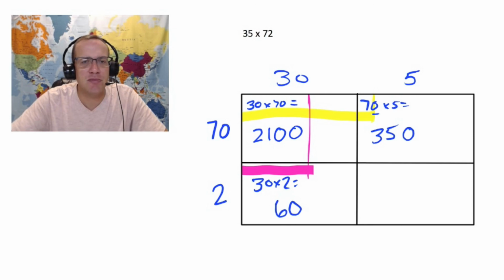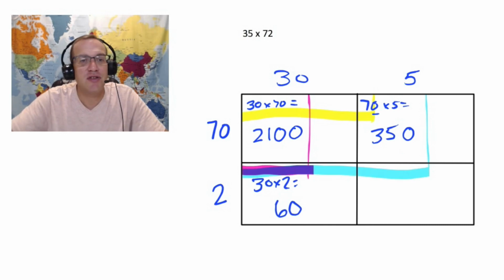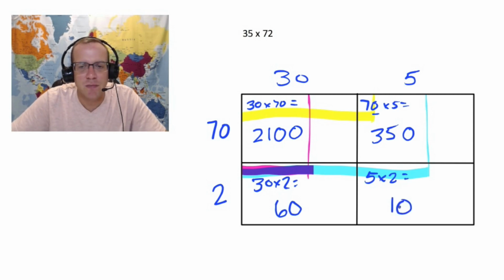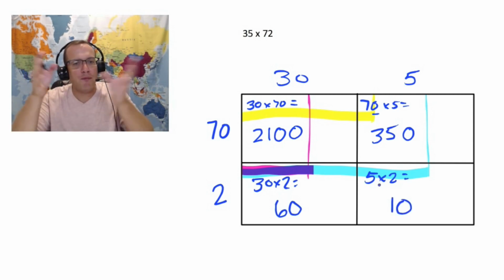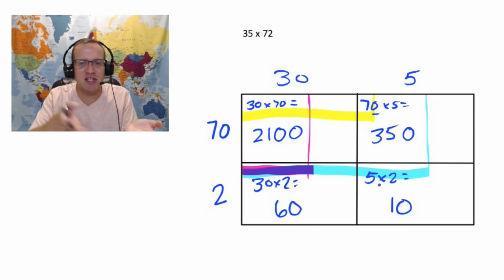In our final box, let me go ahead and highlight in blue here, we have the 5 coming down, matching up with this 2 over here. So this final box is going to be 5 times 2. Well, that's simple enough. That is 10. Okay, so now we've solved all 4 boxes in our area model. We have 2100, 350, 60, and 10.